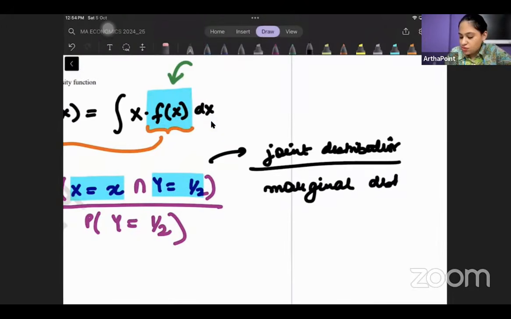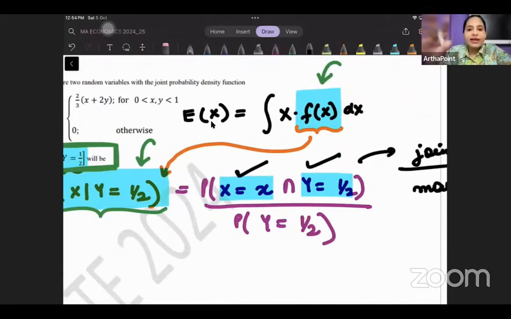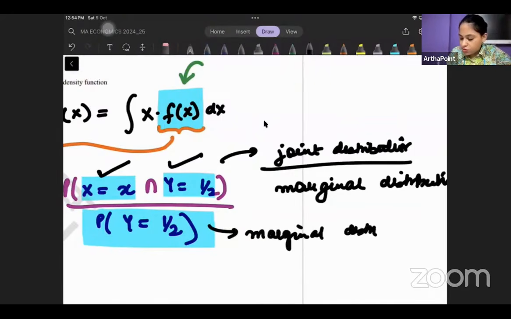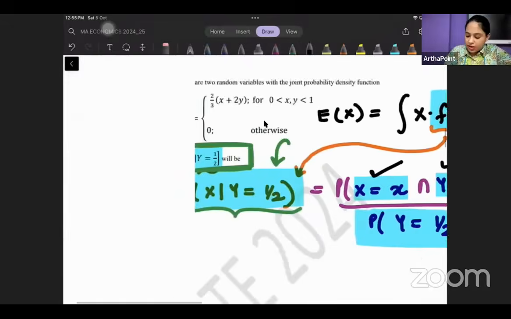The marginal distribution. How do I know numerator is joint distribution? क्योंकि कुछ x और कुछ y है. Y का क्या value does not matter. But numerator is representing some x and some y. Denominator में सिर्फ y है. It means this is marginal distribution. It means x के लिए, or for all values of x, I have integrated it. This is the marginal distribution of y. So try to understand. Okay.